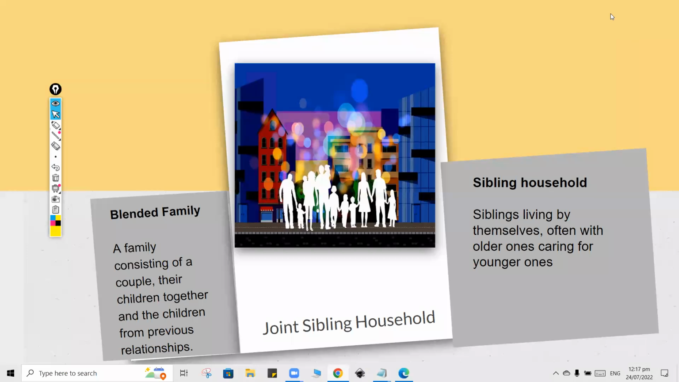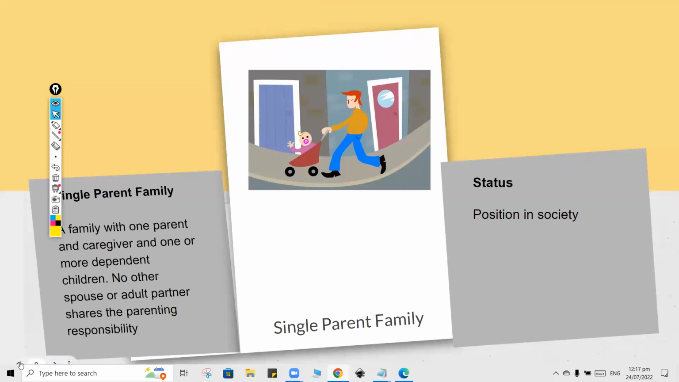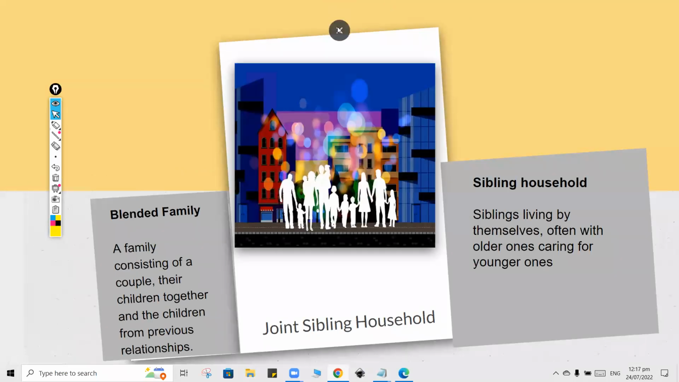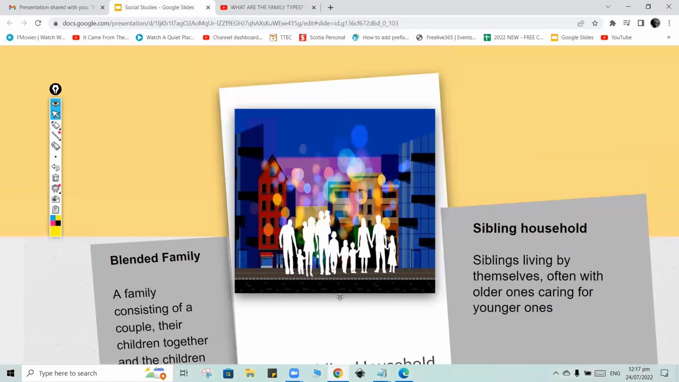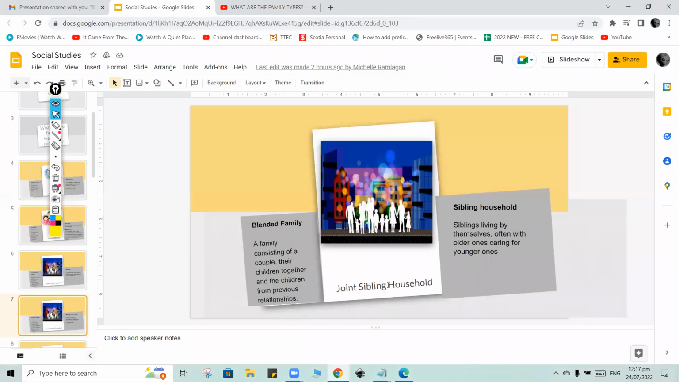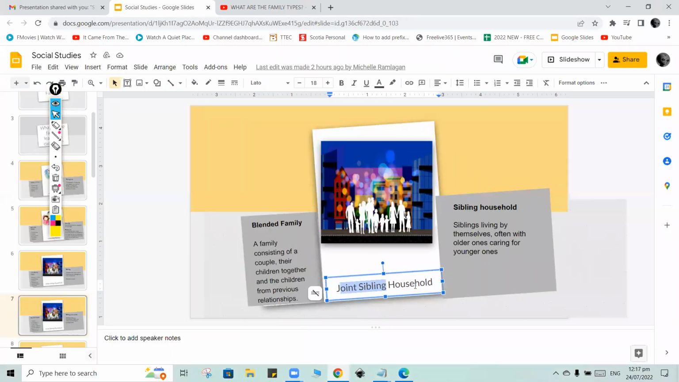All right. Okay, so we're looking at blended families now, right? On the left hand, I forgot to change something on my slide. Let me go back and do that while we are here. This should be blended family, right?